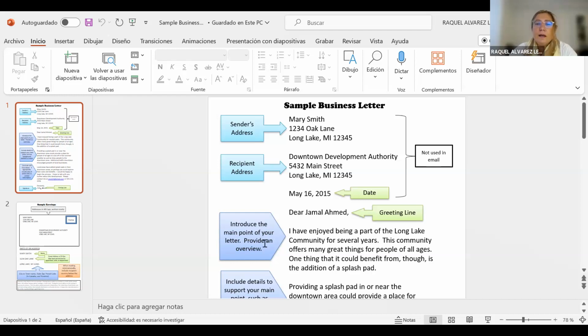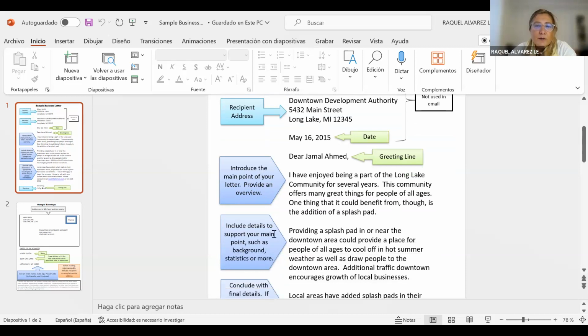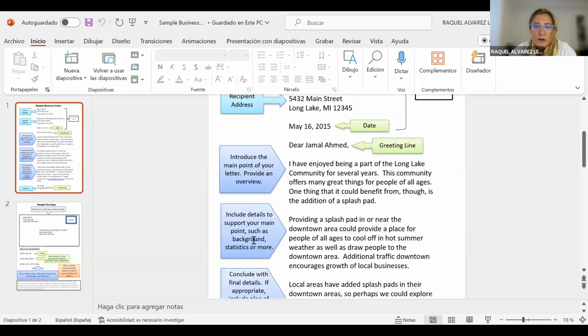So usually in the first part of an example of a body, the body of a mail, you should say, I have enjoyed being a part of the Long Lake community for several years. This community offers many great things for people of all ages. One thing that I could benefit from is the addition of a splash pad. Well, so you provide an overview of what you want to say, include details, in this case, the reasons why you write.